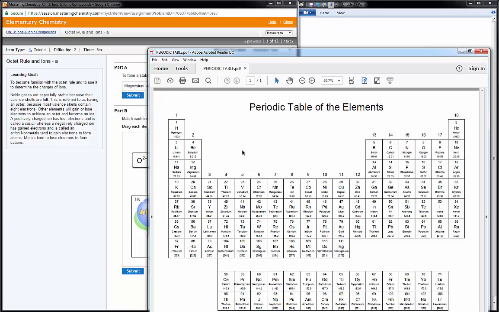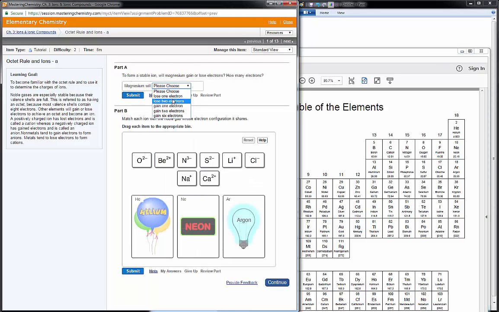12, as you might note, is closer to 10 than it is to 18. So it would be easier for magnesium to become like neon by losing 2 electrons. That would give it a positive 2 charge. So magnesium will lose 2 electrons.